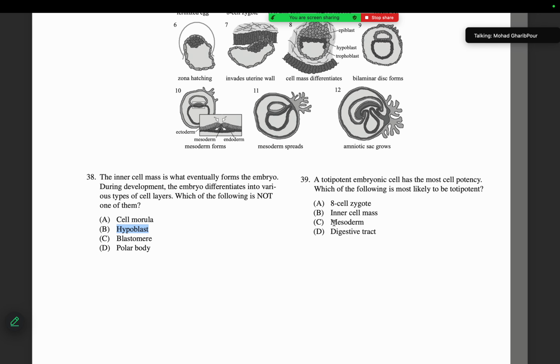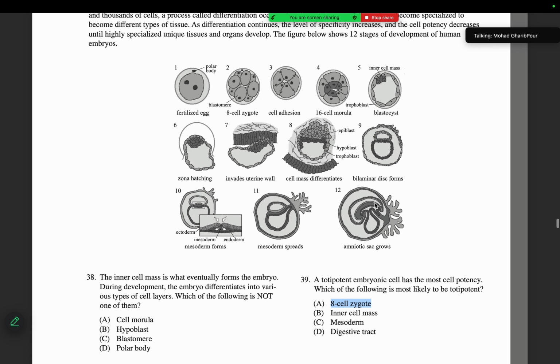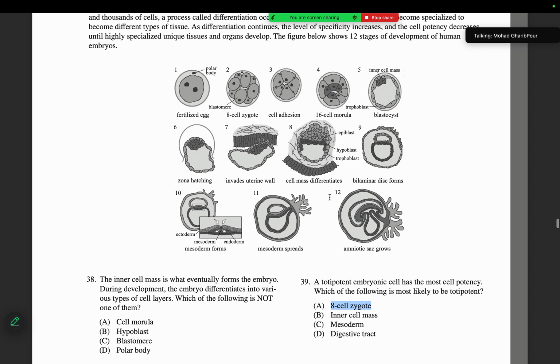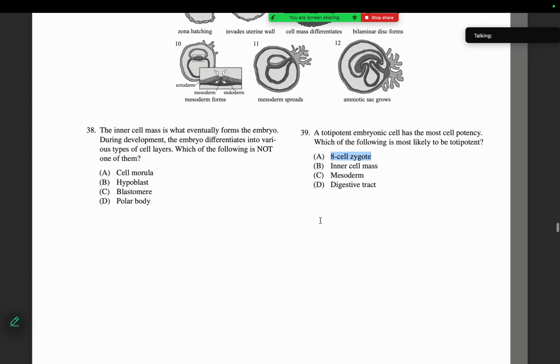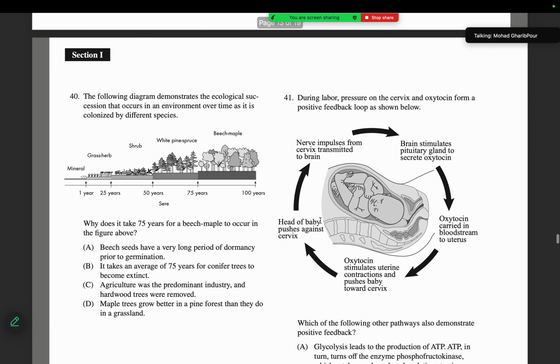And then 39, a totipotent embryonic cell has the most cell potency. Totipotent means like totally potent, meaning it can become any type of cell. Which of the following is most likely to be totipotent? Right here, when nothing is differentiated. So A. Next is 40.